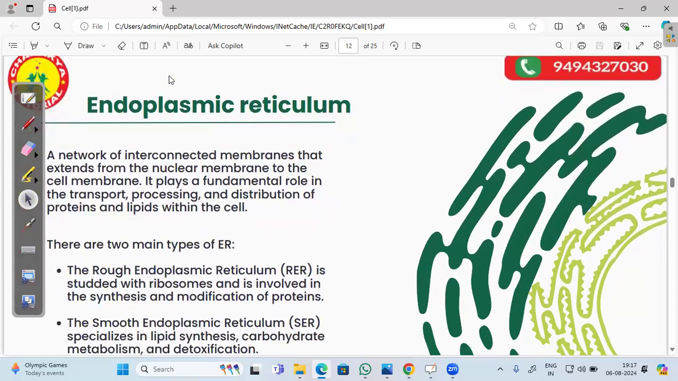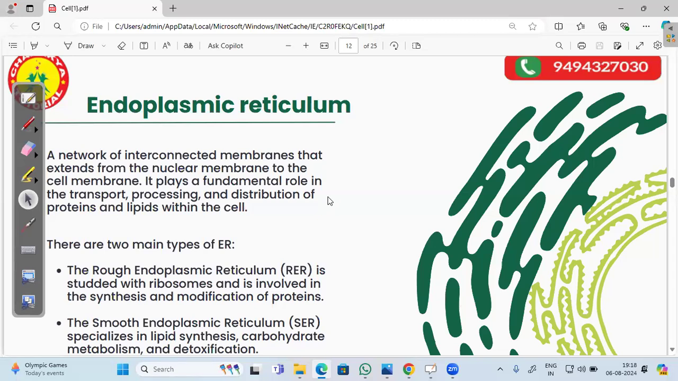See these boundaries which you look at, these lamellar structures which we observe here, they are called the endoplasmic reticulum. These are the endoplasmic reticulum around the nucleus. It is a network of interconnected membranes that extends from the nuclear membrane to the cell membrane, and it plays a fundamental role in the transport, processing, and distribution of proteins and lipids within the cell. The endoplasmic reticulum helps in the formation of proteins.